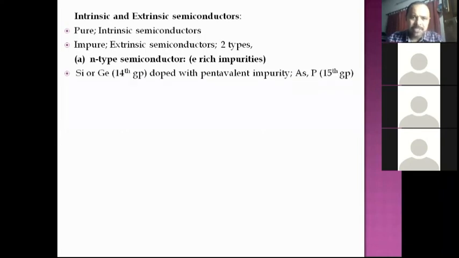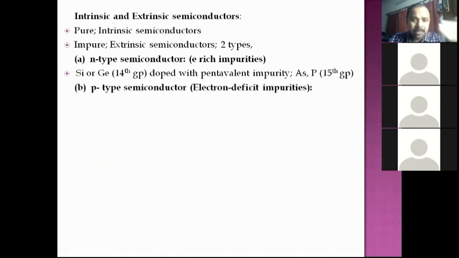There are two types of extrinsic semiconductors. What is N-type? Negative type. These are obtained by adding electron-rich impurities. Silicon and germanium are group 14 elements. When you dope, that means add impurity, to the group 14 silicon or germanium with pentavalent impurities, which are group 15 elements, arsenic, phosphorus and so on, they will have 5 valence electrons. In comparison with group 14 silicon and germanium, group 15 elements have excess electrons in the valence shell. That's why they are called electron-rich impurities. So what actually happens? Then you get an N-type. I'll show you in the diagram.